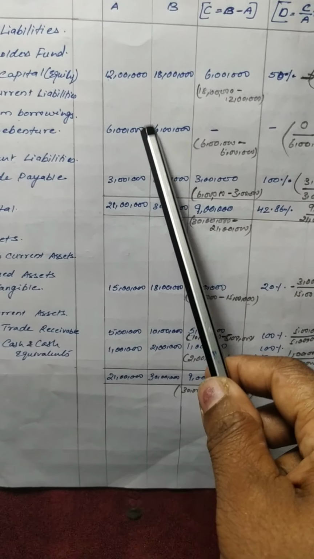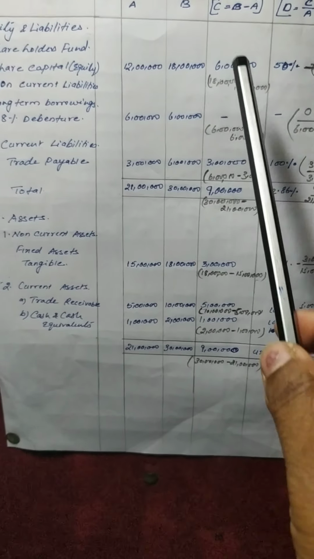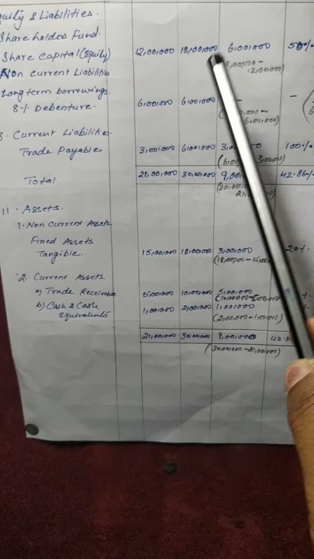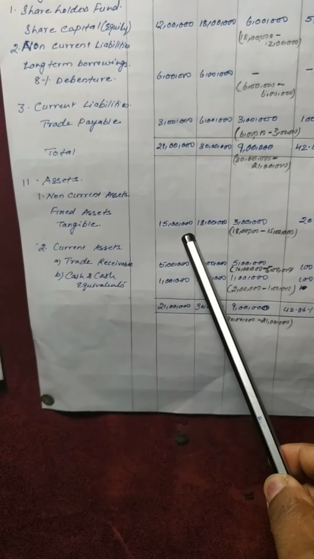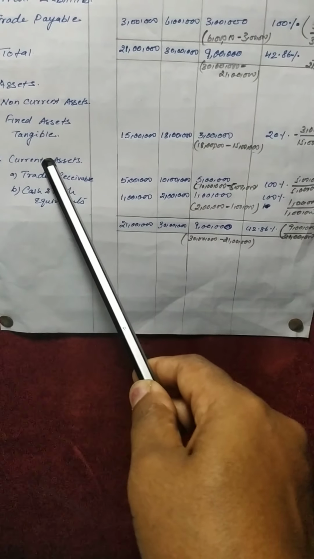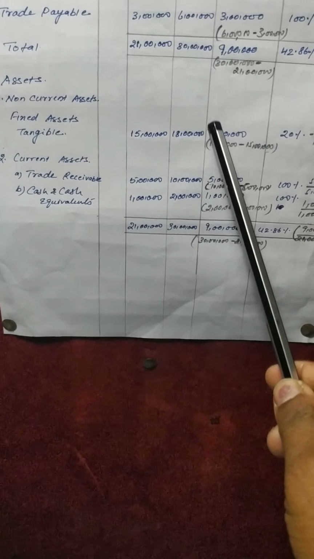So we have to find out the absolute change and percentage for each and every item which is given in the balance sheet, that is of liability and assets. Okay. Next is we'll find the fixed assets. Tangible assets are given. This value we got from the question.